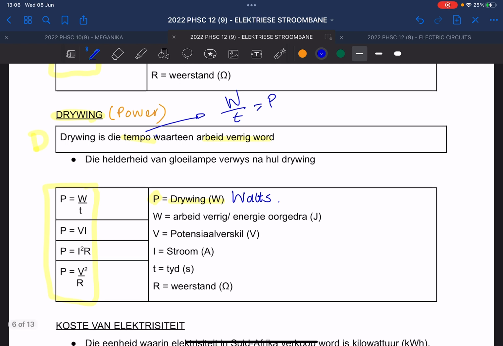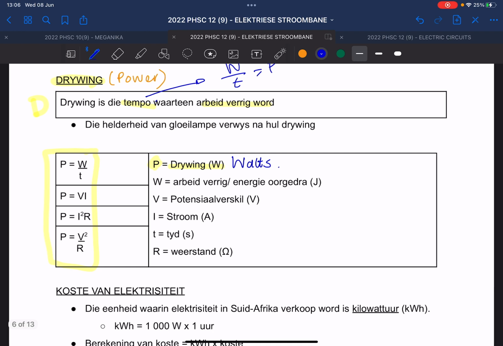A question that they can ask, and they like to ask in a multiple choice type of question, is instead of asking the power, so hulle vra, how will the power compare? Hoe gaan die drywing vergelyk? They will ask, how will the brightness of the light bulbs compare? So jy moet weer 'n drywing en helderheid van gloeilampie is dieselfde goeders. Okay, but that's something that you subconsciously know.